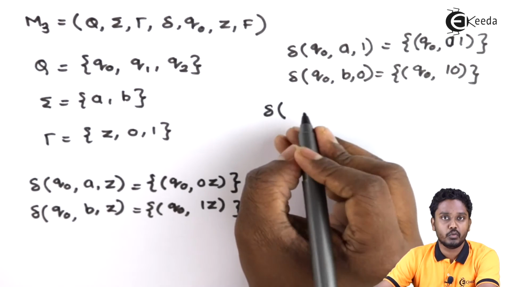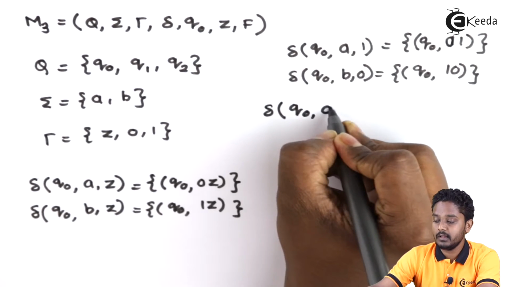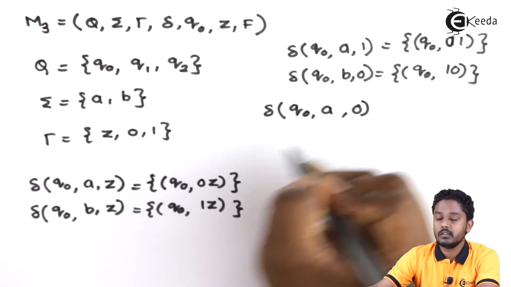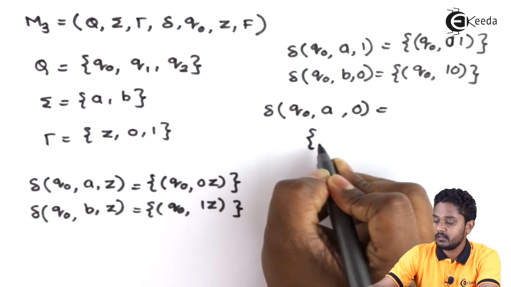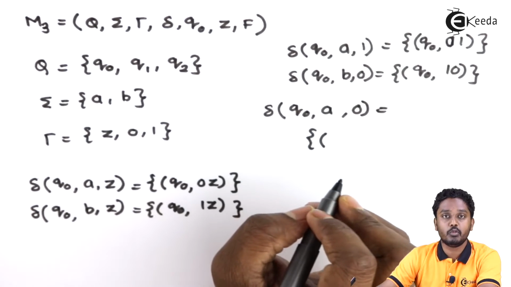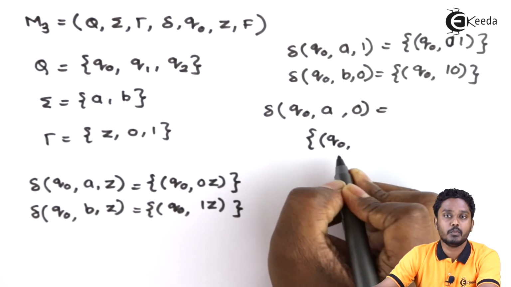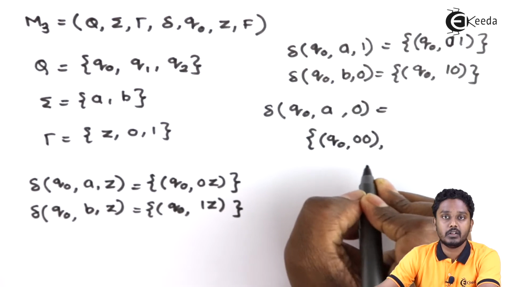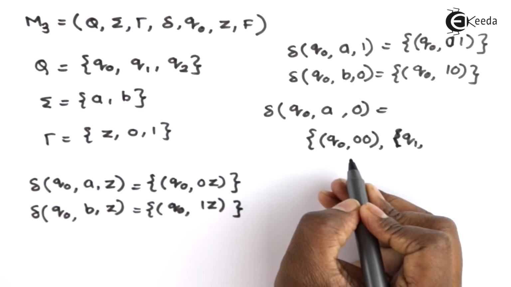Delta on Q0 with A as the input alphabet, 0 as the top of the stack. The first one would be to Q0 only by pushing one more 0. The other one would be to Q1. Instead of pushing, now it will pop it off.